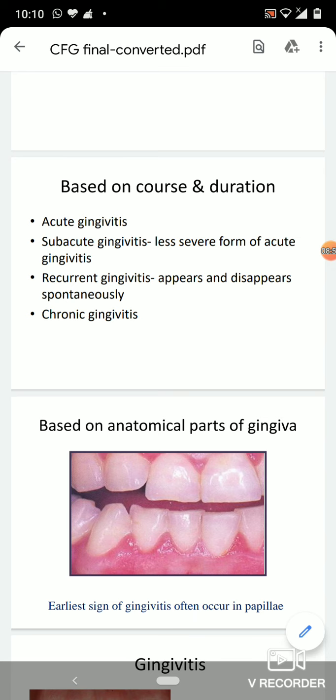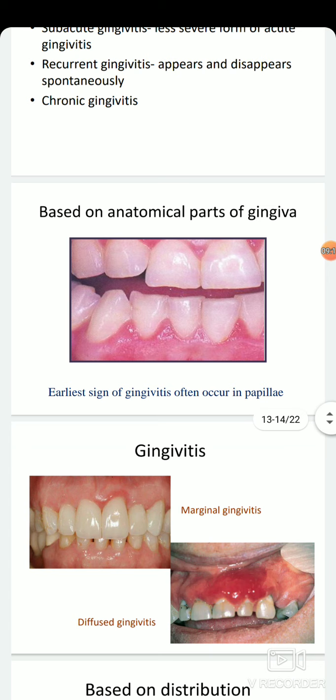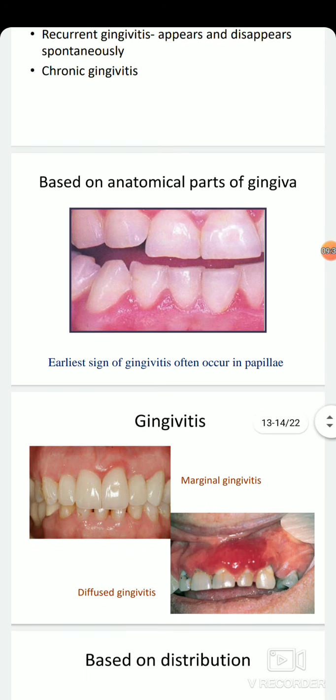Regarding the individual features, why the redness occurs and why there is a difference in the color, all this will be taught in the next lecture. Based on involvement of anatomical parts, we have something called papillary gingivitis. Papillary gingivitis is gingivitis confined to the interdental papillae, and it is one of the earliest signs of gingivitis, which often occurs in papillae.